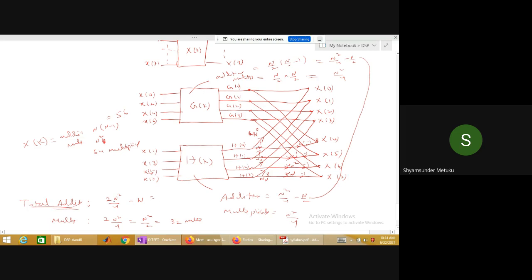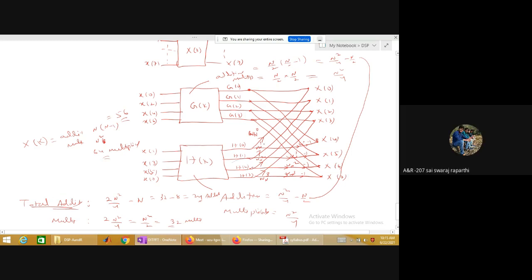Here, n equal to 8, n square by 4 is 64 by 4, which is 16. So 16 plus 16 is 32, and 32 minus 8 gives 24 additions, isn't it? So earlier it was 56. If you compare 56 and 24, it is more than 50% saving. Similarly, multiplication is 50% saving.